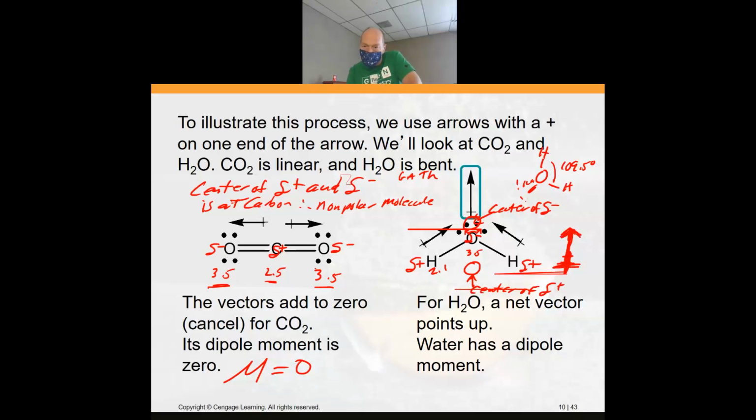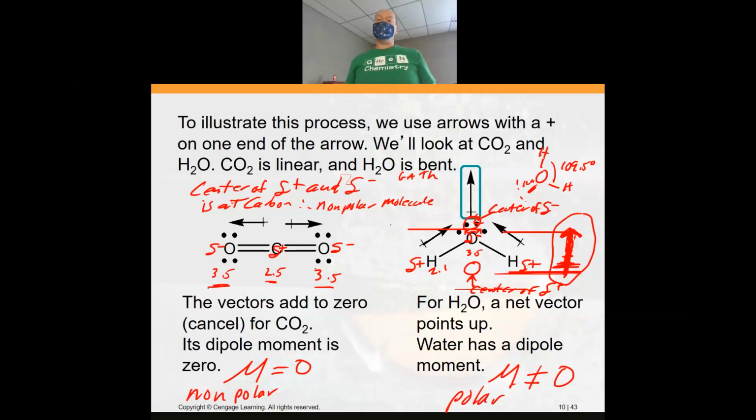I'm not going to get out a ruler and measure it, but I'm trying to estimate that this is going from the center of delta plus to the center of delta minus in my molecule. And so this is polar. And so here we just say that, well, the dipole moment is not zero. All right, so it is polar. So this is nonpolar. And this one is polar.